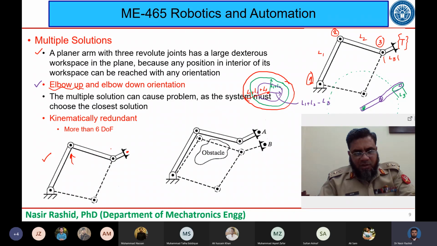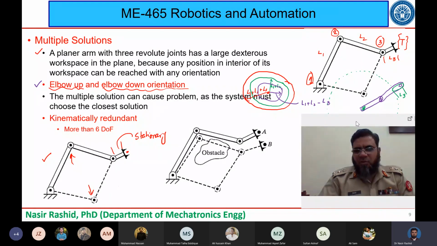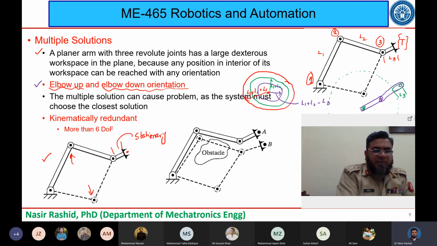And I do not move this, I keep this stationary. और सिर्फ इस जॉइंट को यहां नीचे ले आता हूं। सो दिस इज कॉल्ड एल्बो डाउन ओरिएंटेशन। तो स्ट्रेट अवे मुझे ये नजर आ गया कि किसी भी एक पोजीशन के ऊपर आई कैन हैव मोर देन वन सोल्यूशन किसी भी एक जगह के ऊपर। सो दिस इज कॉल्ड एल्बो अप एंड एल्बो डाउन। सो एक ये चीज होगी। देन द मल्टीपल सोल्यूशन कैन कॉज प्रॉब्लम्स as the system must choose the closest location, the closest solution.